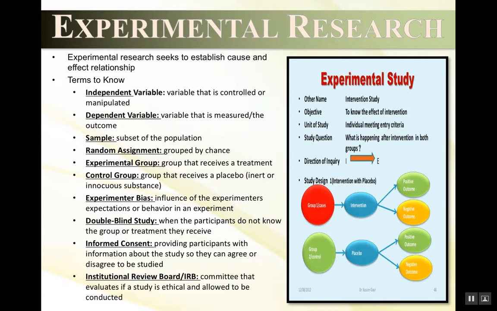And then also, some other things we need to know about are things like informed consent, which is where we provide participants who are in research with the knowledge that they're going to be studied. And they can either agree or they can disagree to be studied. And then also, a lot of studies, especially when we deal with people, have to go through something called IRB approval, which is an institutional review board that evaluates if a study is ethical and whether it's allowed to be conducted or if it has to change.